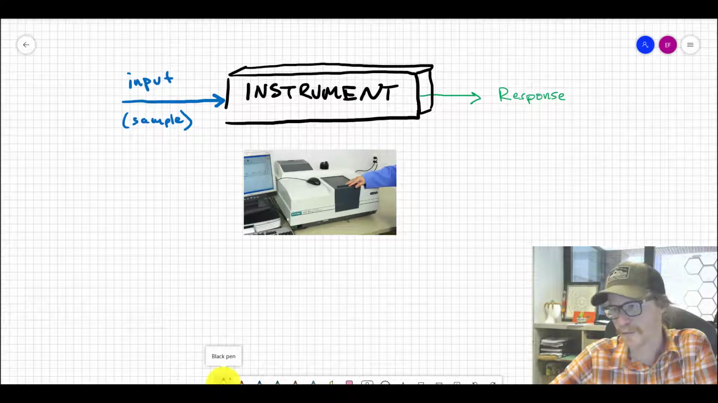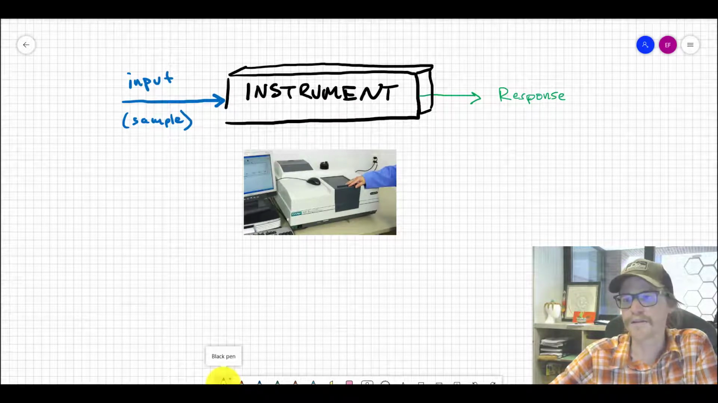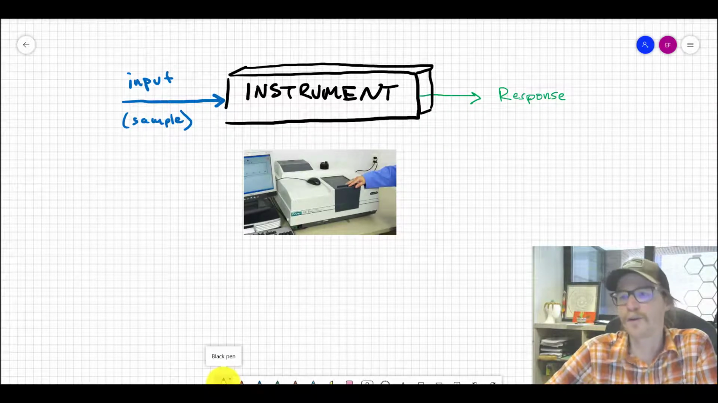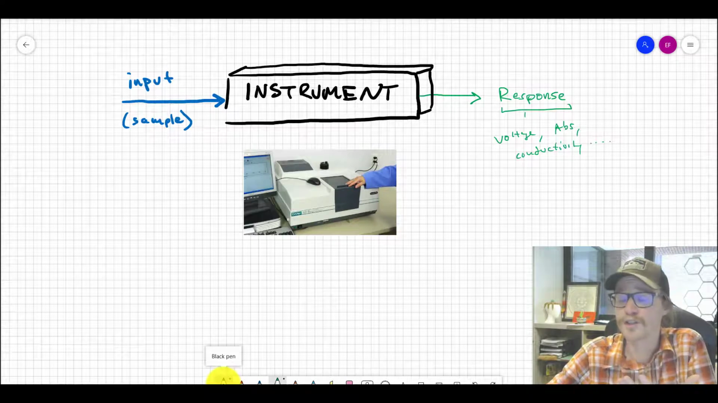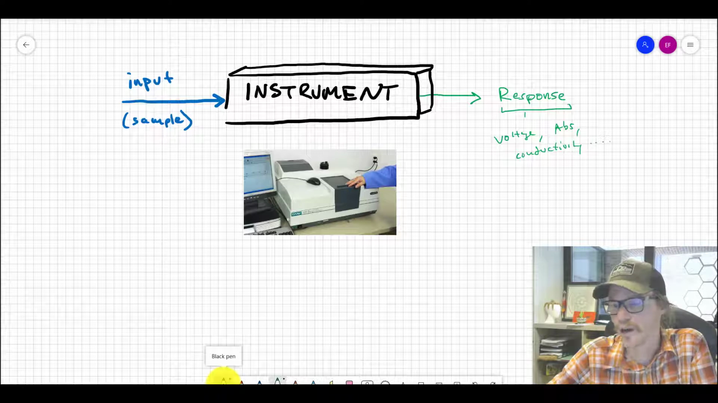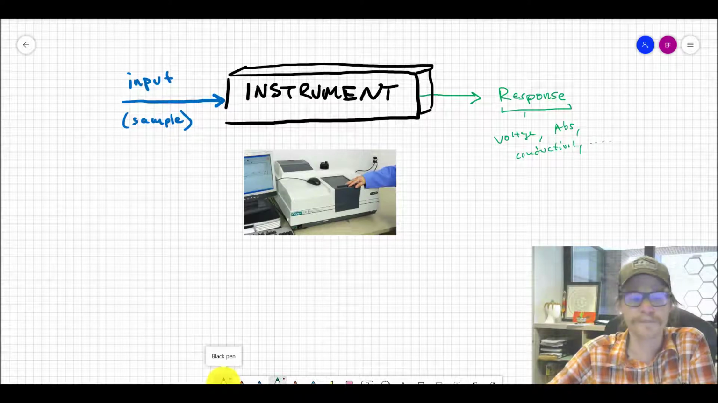And you hope, as I mentioned before, that the response is linearly correlated, but it doesn't have to be. It just needs to increase as the sample concentration increases. But how do we know? So response is this arbitrary thing, right? It could be voltage, it could be absorbance, it could be conductivity, etc., etc., etc. These are physical quantities that we as humans know how to interpret. Most of them have to do with electronics, but if you're talking about an instrument, they don't have to be.